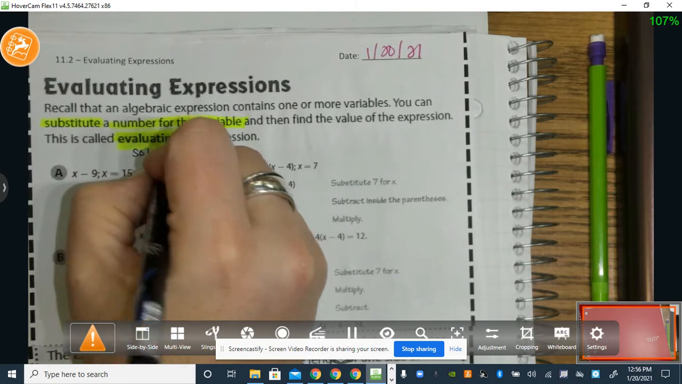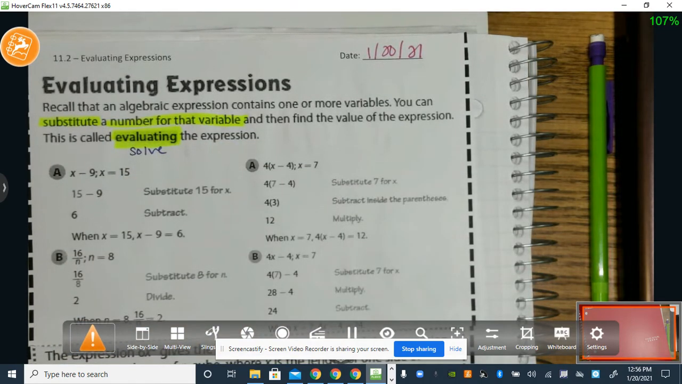Let's solve it. Okay? So when you're evaluating expressions, they give you the number for the variable. You don't have to come up with one. They're going to give you one. Now, when we get into module 12 and talk about solving equations, that's when we need to find the variable. But right now, they're giving a variable to us, and we just have to plug it in and solve it.